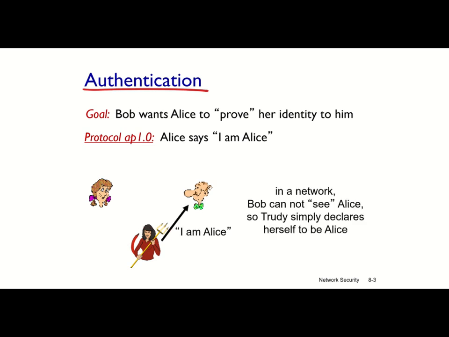As you see here in this slide, the intruder can say, "I'm Alice," and since we are in a computer network, Bob cannot see Alice, so Trudy can simply declare herself to be Alice. So obviously, the protocol AP 1.0 cannot provide authentication in a computer network.